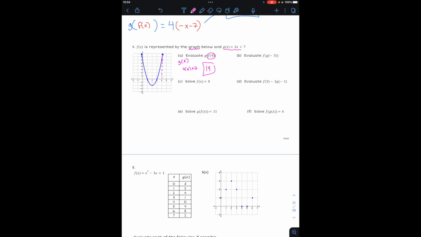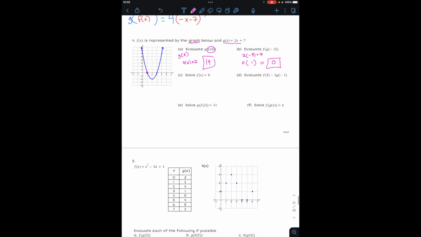Next one, f of g of negative 3. So this time first I'm going to need to evaluate g of negative 3. So I'll do 2 times negative 3 plus 7, which gives me 1. And then I'm doing f of 1. So I go over to f of 1, and I see that it is 0.